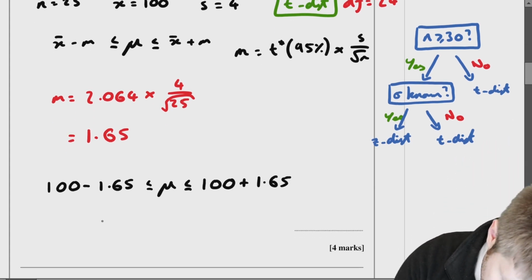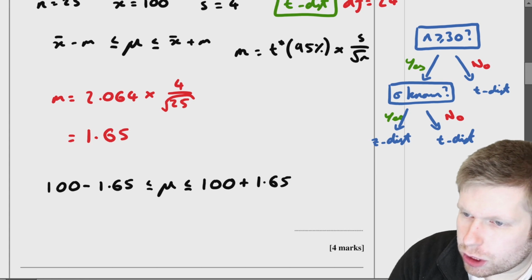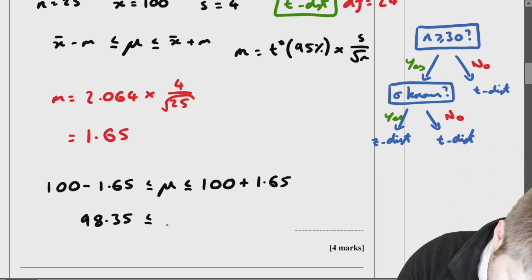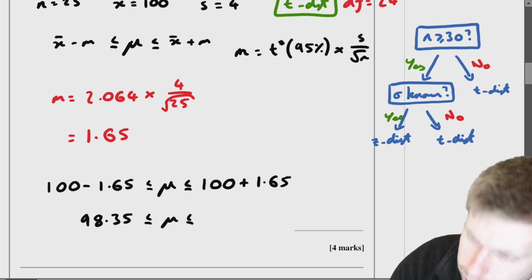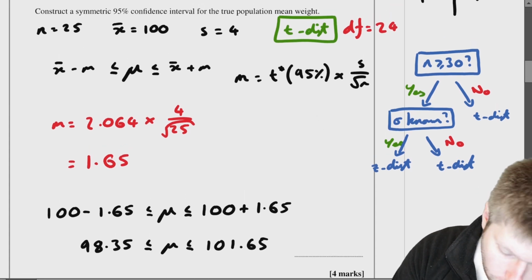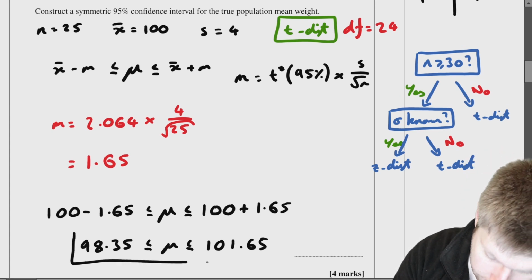So in other words, my confidence interval for my true population mean should be 98.35, and my upper value should be 101.65. So just a reminder what this confidence interval is literally saying. So that's my final answer.